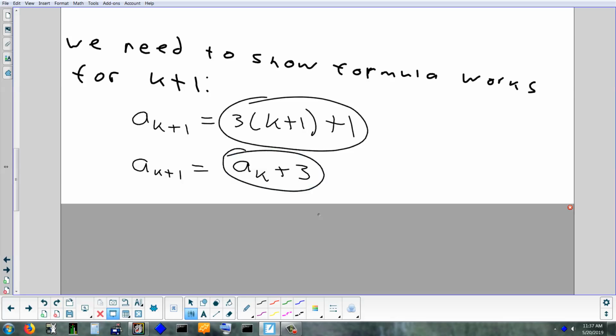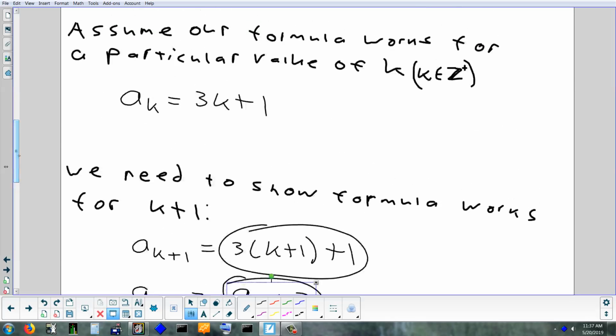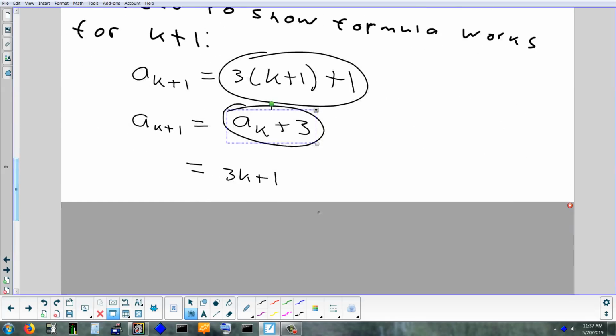If we use the formula Robin gave us, we just plug in k plus 1 into it. If doing that gives us the same result as taking the previous term and adding 3, then we know the formula works. All right, so we have to go up and see from our assume step, do we have a formula for a sub k? Yes, we do. We're assuming that the kth term is given by 3k plus 1. That's the kth term. If I add 3 to the kth term, I should get the k plus 1th term, which we already have a formula for. Let's see if they come out the same.